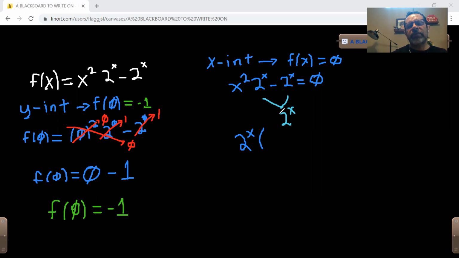So we're going to bring out the 2 to the x, factor that, and we're going to have 2 to the x multiplied by x squared. This is going to be x squared. 2 to the x, if we factor this, we're going to have a minus 1. Oh, guess what happens here? This is going to be equal to 0.